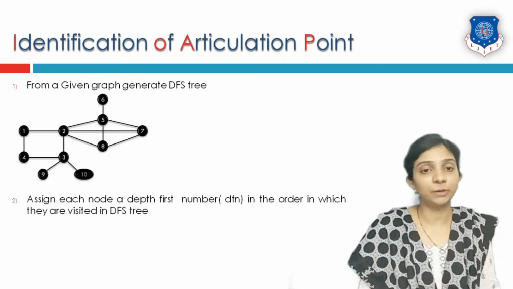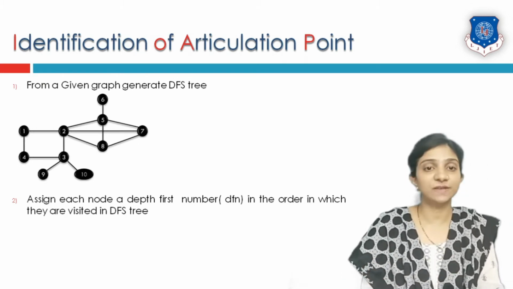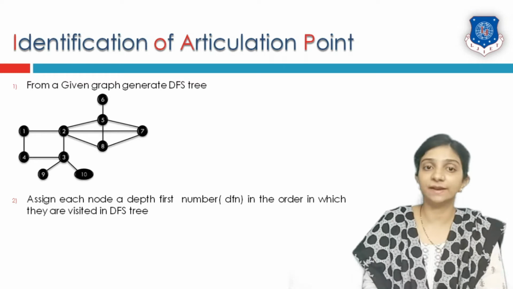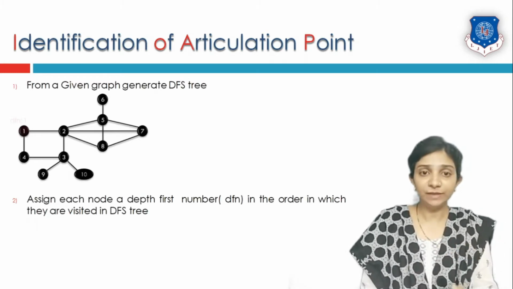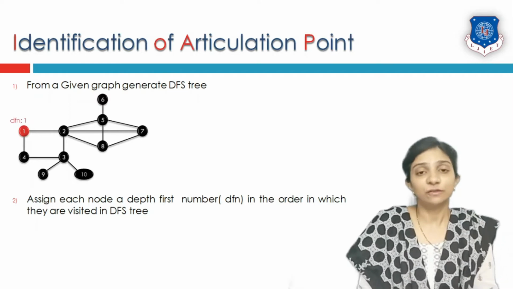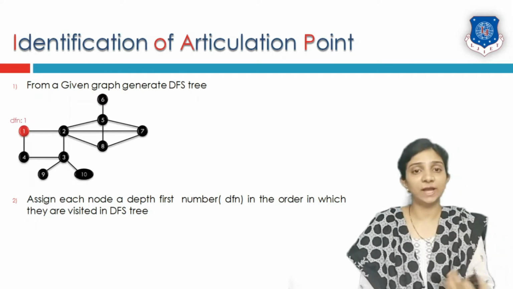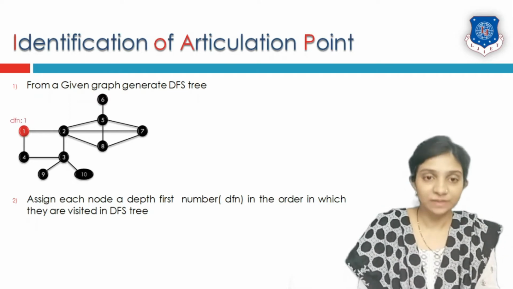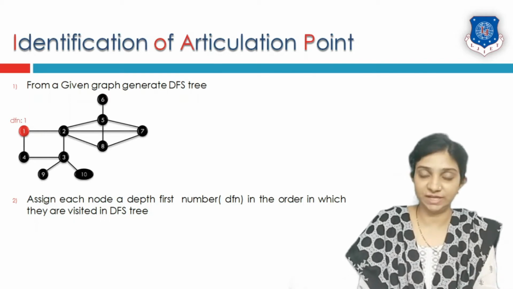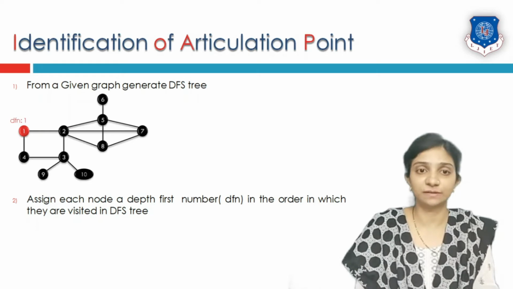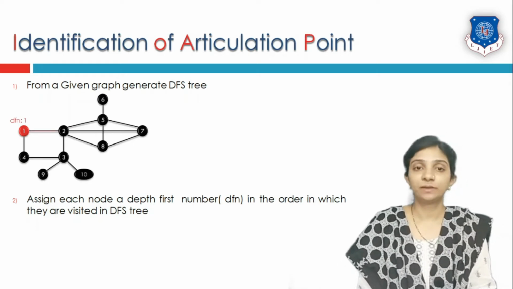Now consider a particular graph G, which has 10 vertices and some set of edges. In this graph, we have to start traversing. So let us choose the root as vertex number 1. Since this is the very first vertex of the depth first search tree, its depth first number will be 1.